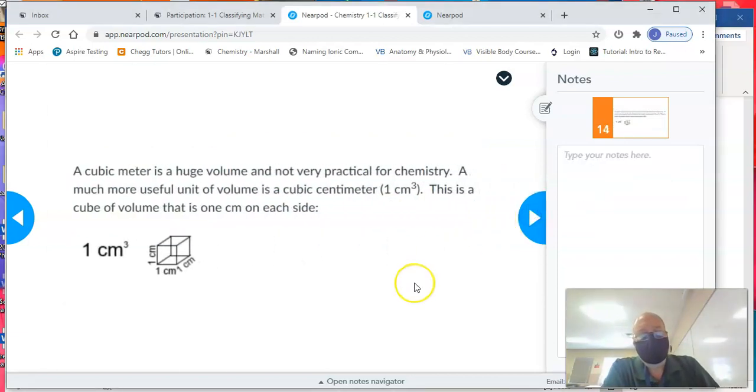Okay, so the problem with this is that it's a huge unit. If you hold your arms out to either side of you, like this, that's about a meter. And if I have a meter wide and a meter tall and a meter deep, that's going to be an extraordinarily large unit. It's very impractical for the chemistry laboratory. We need something much smaller, and we're going to use something that's exactly a centimeter on each side, and this is a cubic centimeter instead of a cubic meter.